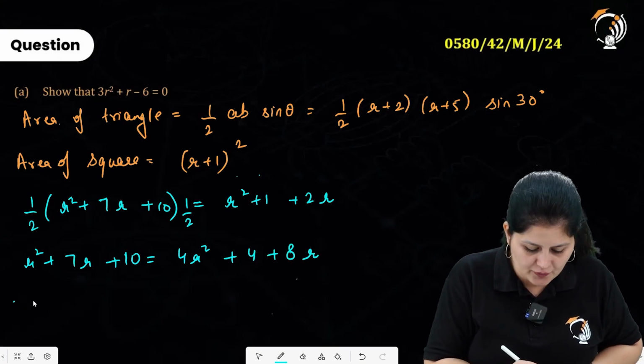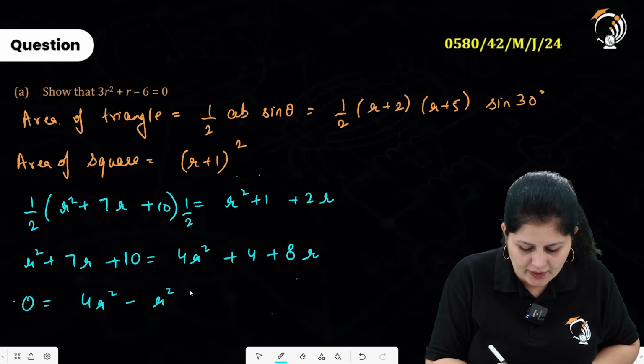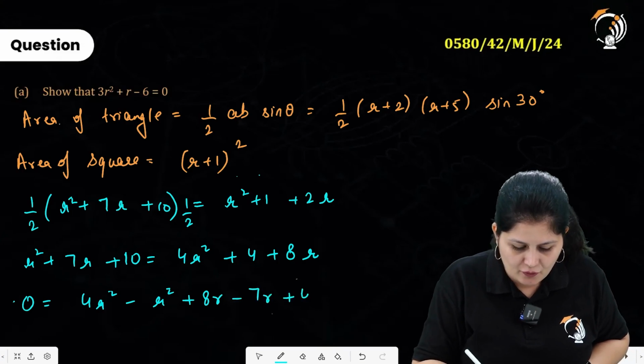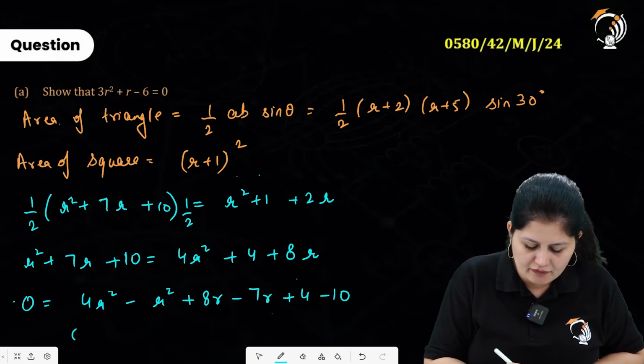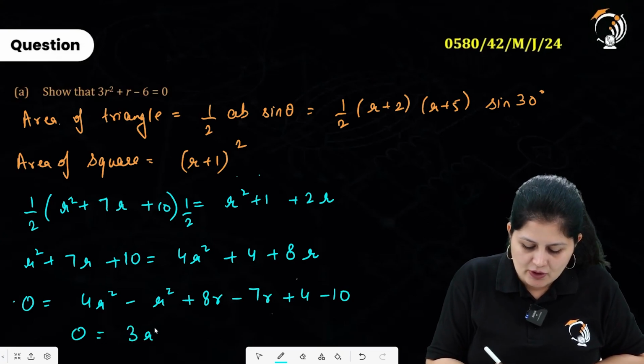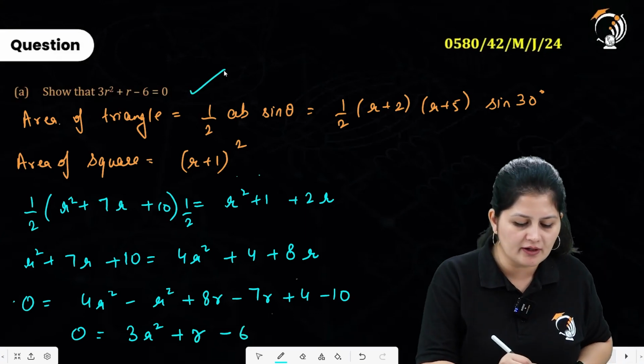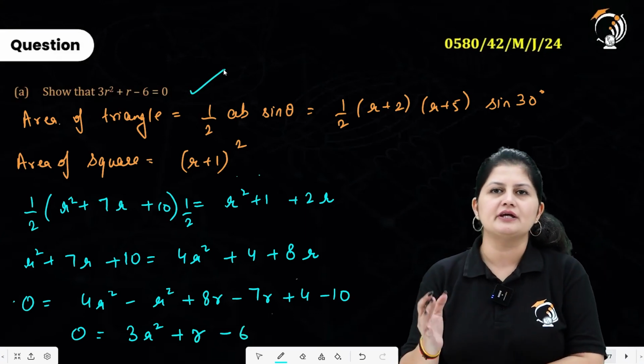So then it is going to be bringing it all on the one side, 4r square minus r square plus 8r minus 7r plus 4 minus 10. So we are getting this as 0 is equal to 3r square plus r minus 6, right? So that is what we need to prove here, right? I hope that we have understood the A part of it.